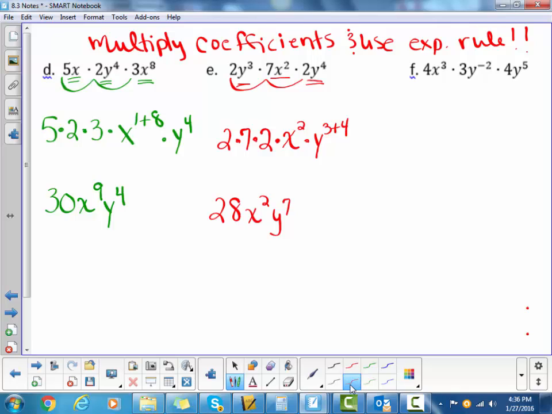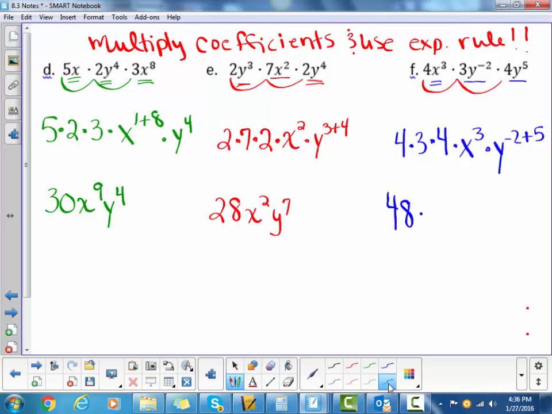In our last example, I have 4 multiplied by 3 multiplied by 4. That is going to equal 48. I have the x cubed all by itself. That is the only x base. And then the y's, I have y to the negative 2 and y to the 5th, or y to the negative 2 plus 5 power. When I simplify, I have 48 x cubed y cubed.